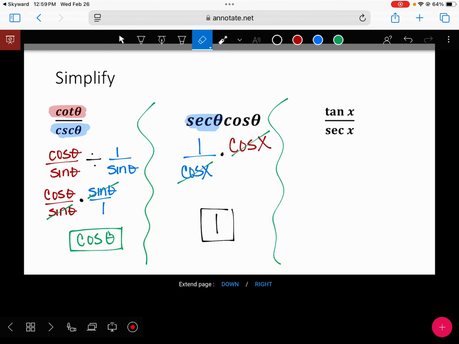Thumbs up if you got an answer. This one should go fast. What y'all get? Sine. Let's do it real quick.